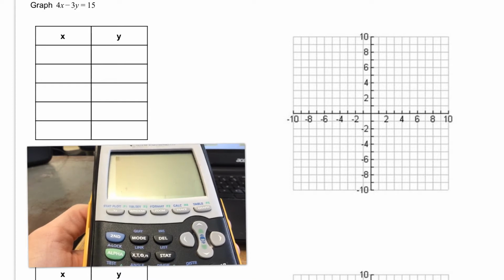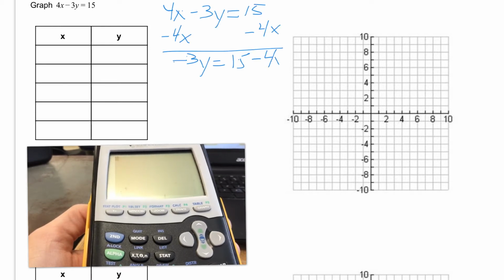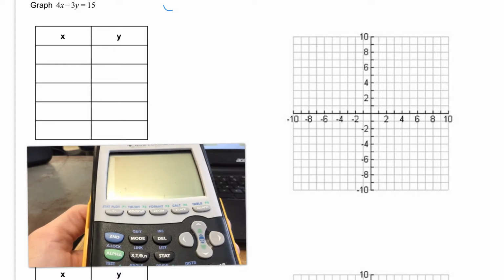So I'm going to rewrite my problem over here. I have 4x minus 3y equal to 15. And to solve for y, the very first thing I have to do is subtract 4x from both sides. When I do that, I get negative 3y equal to 15 minus 4x. Then I need to divide everything by negative 3.